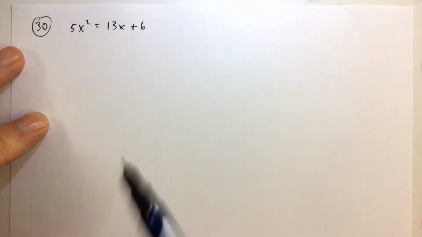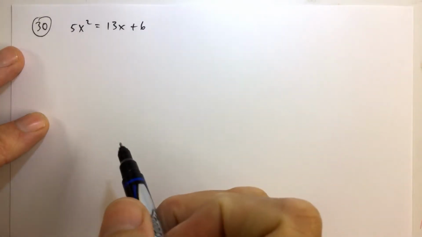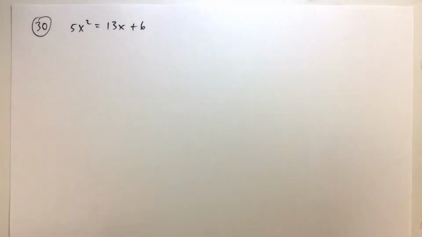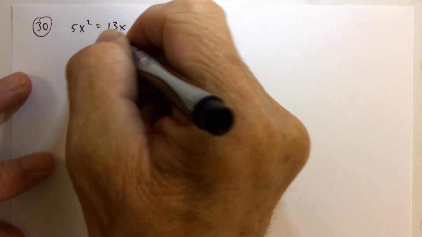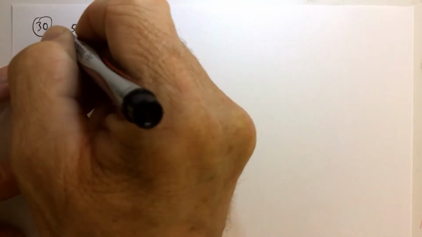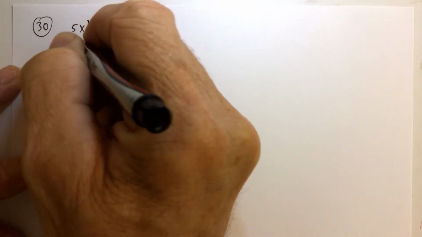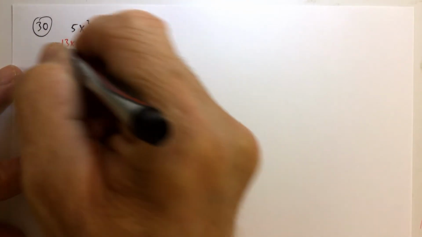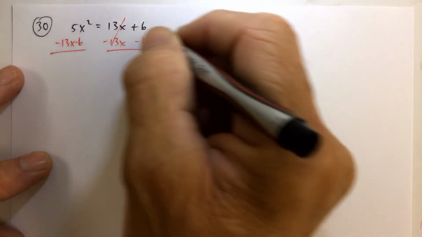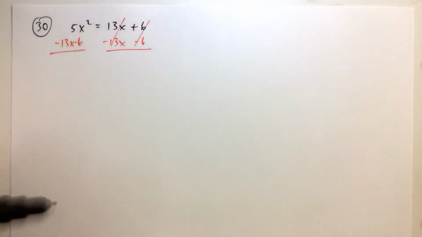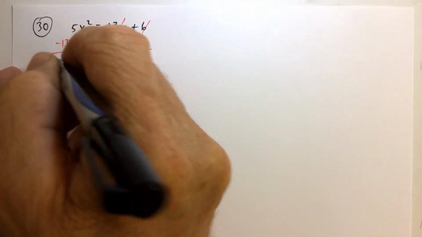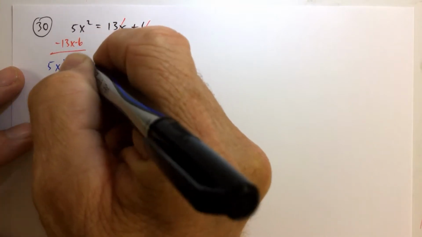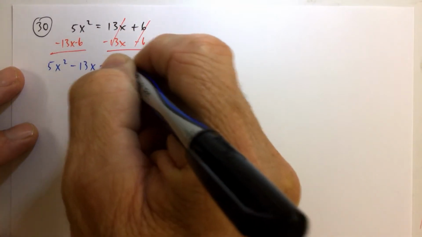So in problem number 30, we can recognize that we have a quadratic equation, and in quadratic equations, typically we're going to be factoring, so we want to gather all the terms to one side. So we want to subtract 13x and subtract 6 from both sides. You may remember this from Algebra 1 and then Algebra 2. We're going to solve a quadratic equation.